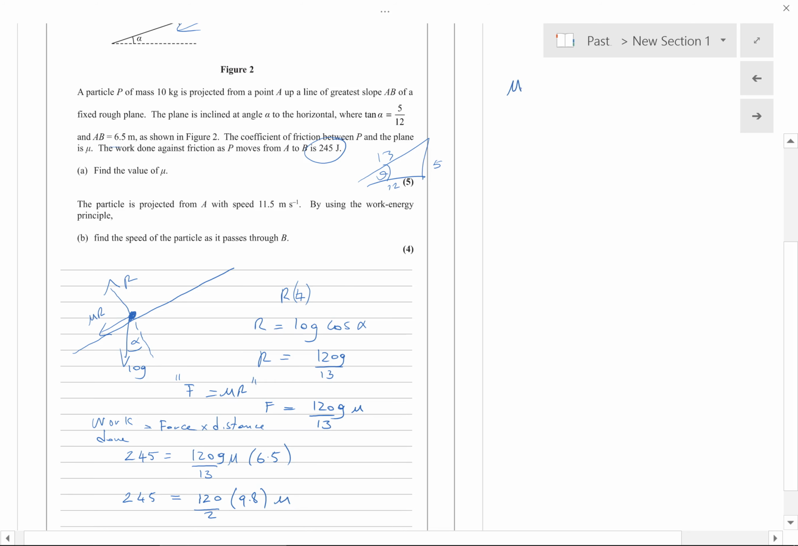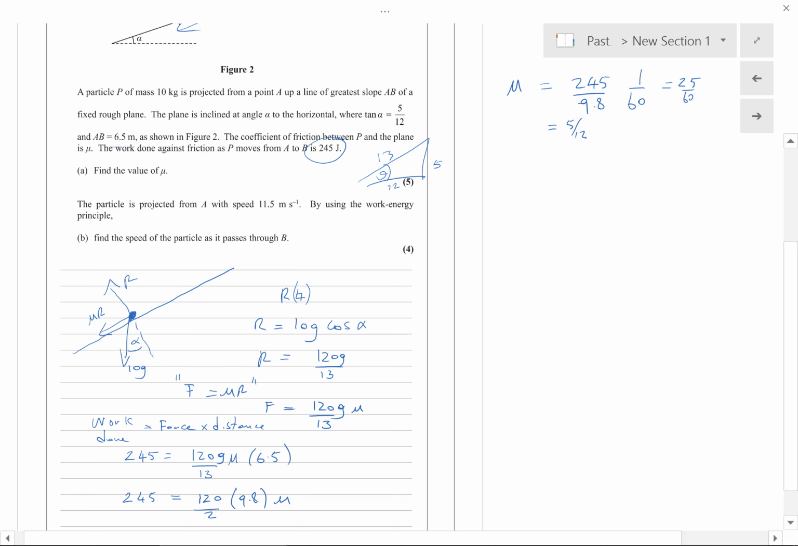So we've got mu is equal to 245 divided by 9.8, and that's also divided by 1/60. Just working out, 245 divided by 9.8 is equal to 25, times 25/60, or 5/12.